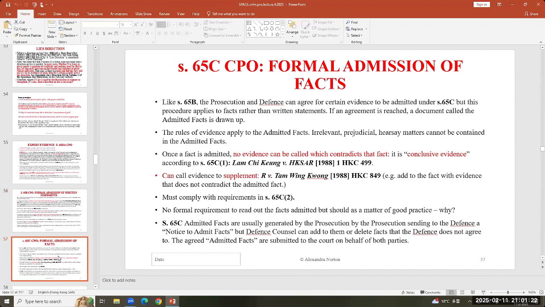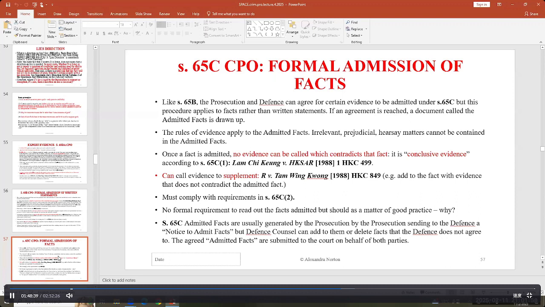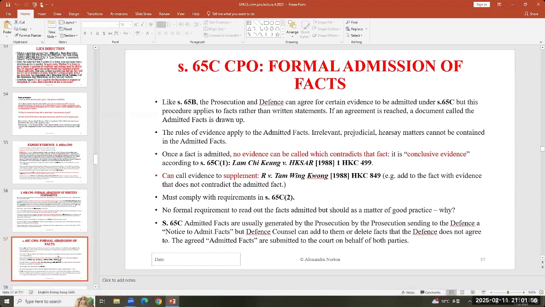65C is the formal admission of facts. So usually the prosecution will draw up a draft admitted fact, send it to the defense team for them to agree. It's a joint document though. So even if it's originated by the prosecution, the defense can add things in, delete things. Both counsel end up signing the admitted facts. But if the fact is admitted, it is conclusive evidence. You cannot contradict an admitted fact. And the judge or magistrate cannot reach a verdict that is inconsistent with an admitted fact and cannot sentence contrary to an admitted fact.